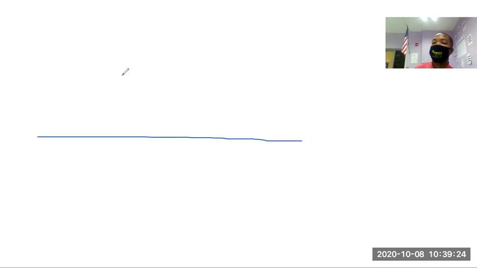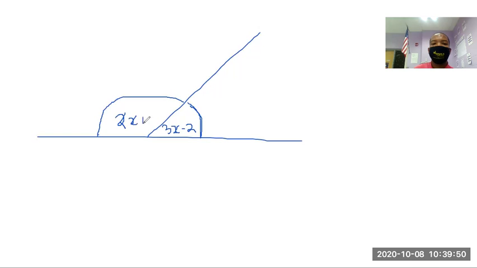So for instance, I have my straight angle, but I'm going to intersect it with this line. I'm going to say this right here is 3x minus 2, and this angle right here is 2x plus 3. So now they're asking me, what is x and what are the different angles? How do you think we should go about this one?